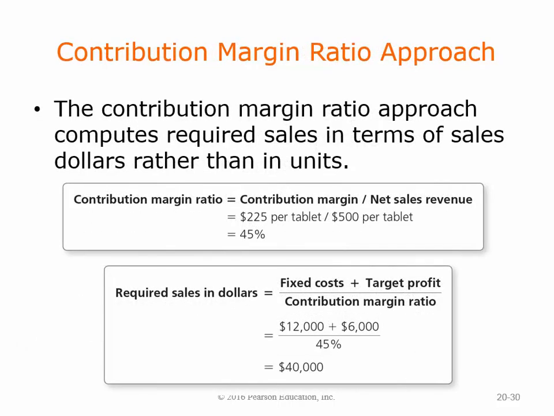The third is the contribution margin ratio approach. Remember, we figured out our ratio earlier: $225 per tablet divided by $500 per tablet. That's our contribution margin divided by our net sales revenue. It gives us 45%. And that can help us calculate our required sales in dollars: fixed cost plus target profit divided by the contribution margin ratio. That's it. So that's the three ways to go about CVP.